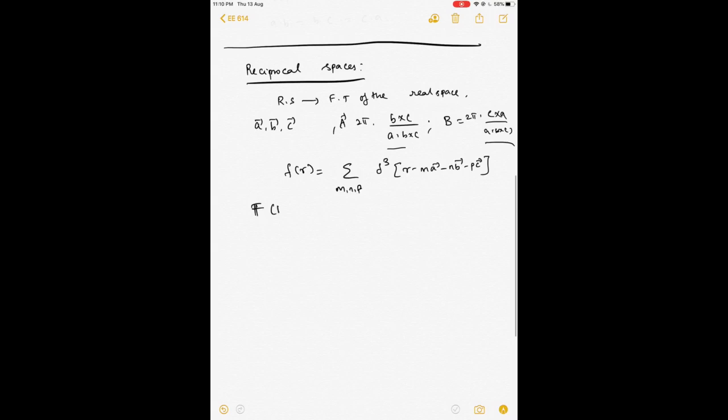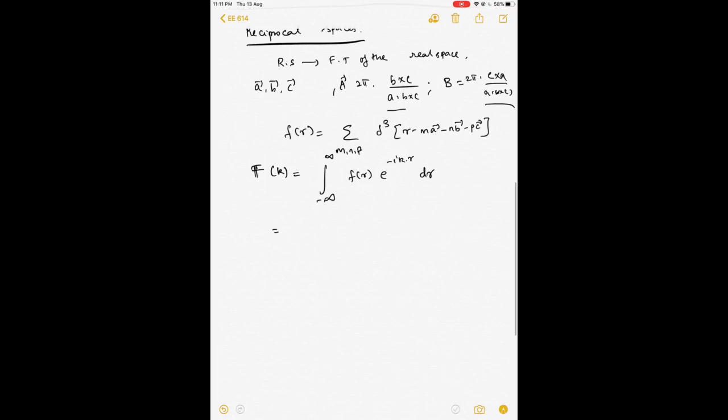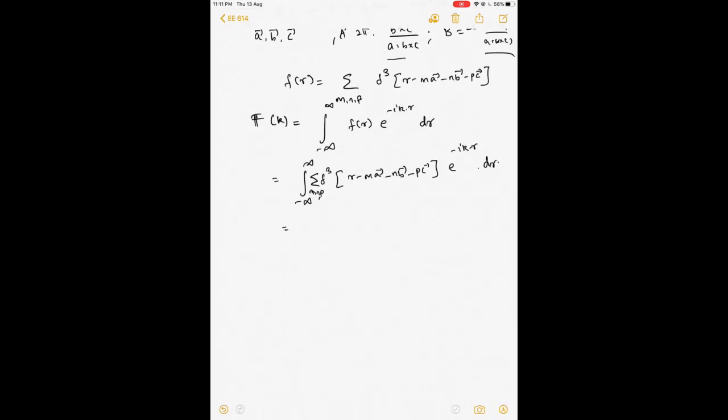So the reciprocal space, let us say I call it f of k, is the integral from minus infinity to plus infinity of f of r e power minus i k dot r dr. So now if I put our definition inside, I have delta cube, summation over m, n, p, of r minus ma minus nb minus pc, into e power minus i k dot r dr. Now because these are linear operators, I can put the summation out. The integral, this has to be a triple integral.